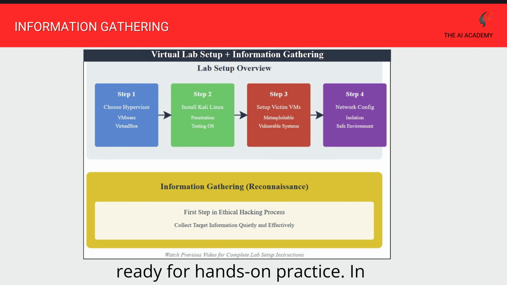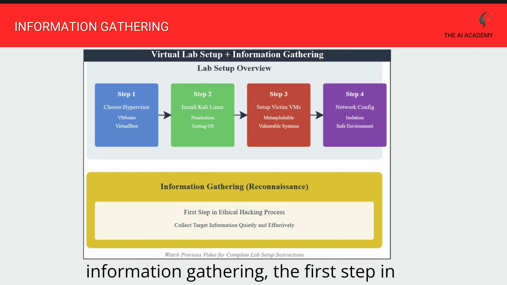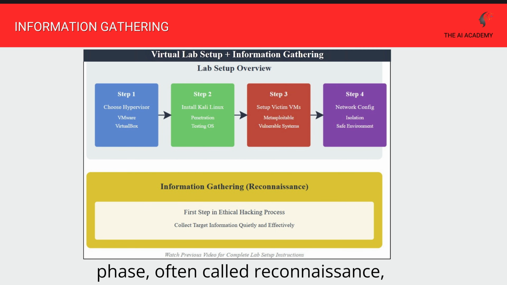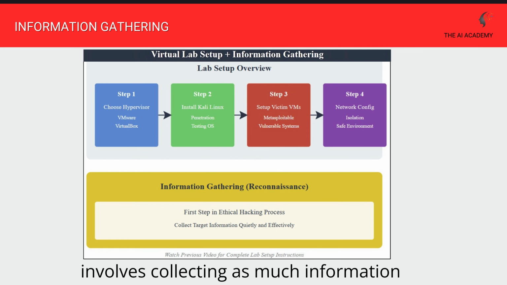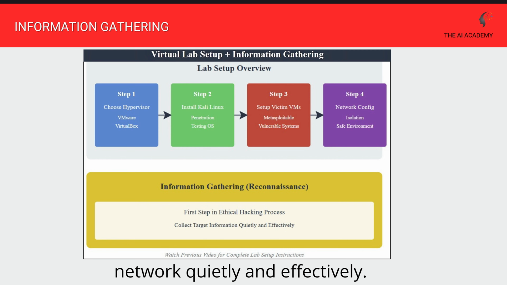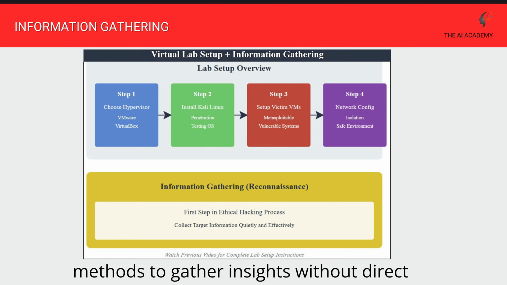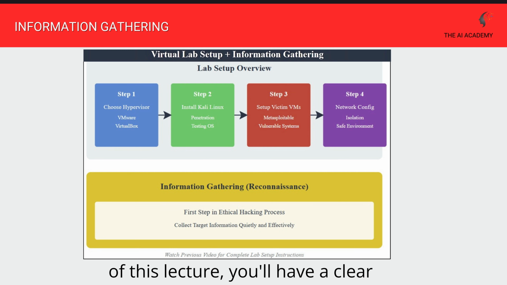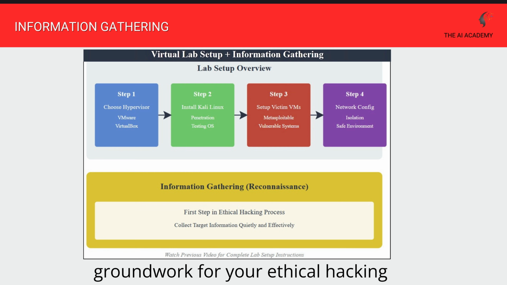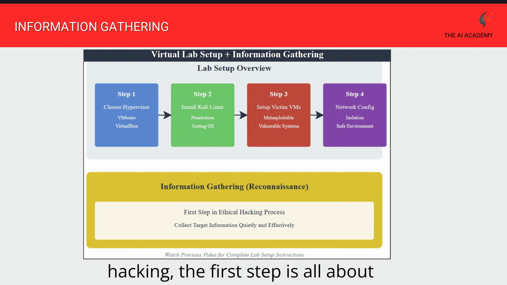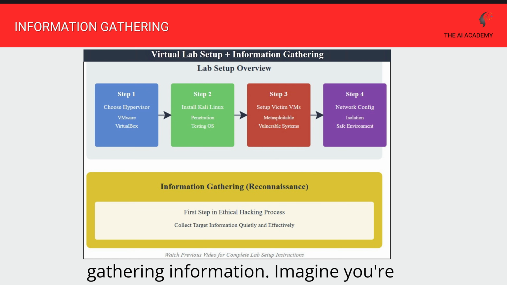In today's session, we're diving into information gathering, the first step in the ethical hacking process. This phase, often called reconnaissance, involves collecting as much information as possible about the target machine or network quietly and effectively. We'll discuss techniques, tools, and methods to gather insights without direct interaction with the target. By the end of this lecture, you'll have a clear understanding of how to lay the groundwork for your ethical hacking efforts. When it comes to ethical hacking, the first step is all about gathering information.